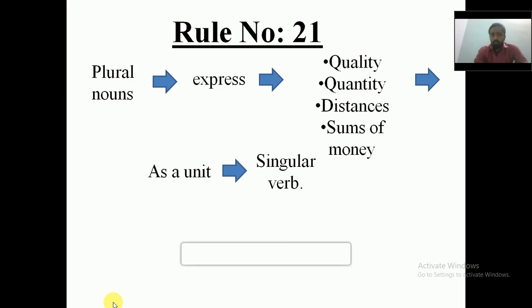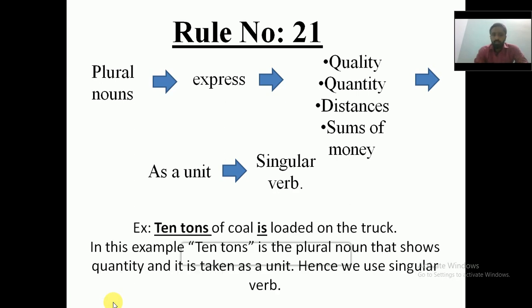Once again, plural nouns that express quality, quantity, distance and sum of money, when these plural nouns are taken as a unit, will have a singular verb. I'll give an example here. 10 tons of coal is loaded on the truck. In this particular example, 10 tons is a plural noun that expresses quantity and is taken as a unit. So we have to use the singular verb.